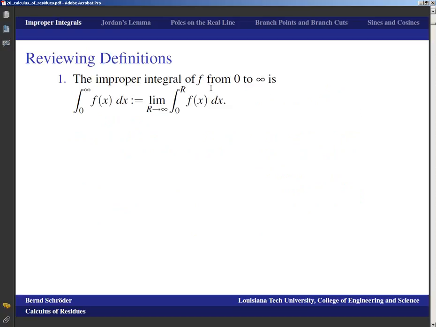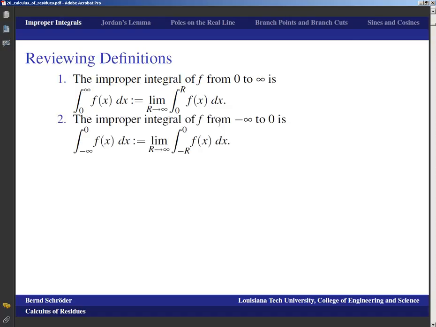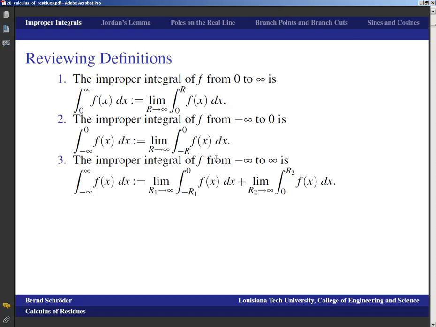The improper integral of a function f from 0 to infinity is the integral from 0 to infinity of f of x dx, which is the limit as the upper bound R goes to infinity of the definite integral from 0 to capital R of f of x dx. The improper integral of f from negative infinity to 0 is analogously defined as the limit as R goes to infinity of the integral from negative R to 0 of f of x dx. The improper integral of f from negative infinity to infinity is the integral from negative infinity to infinity of f of x dx, which is the limit as R1 goes to infinity of the integral from negative R1 to 0 of f, plus the limit as R2 goes to infinity of the definite integral from 0 to R2 of f of x dx.